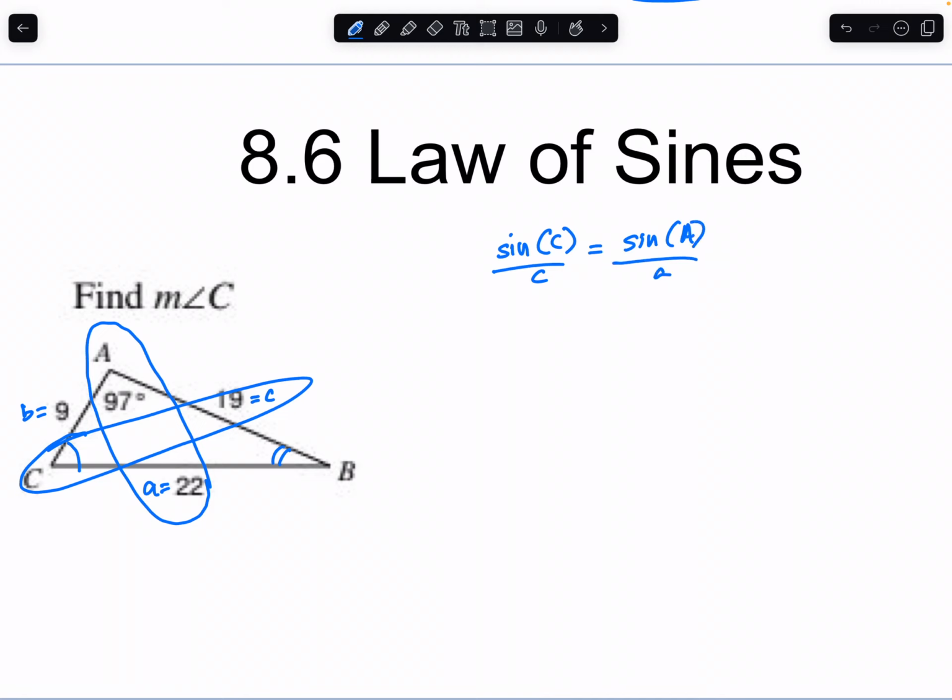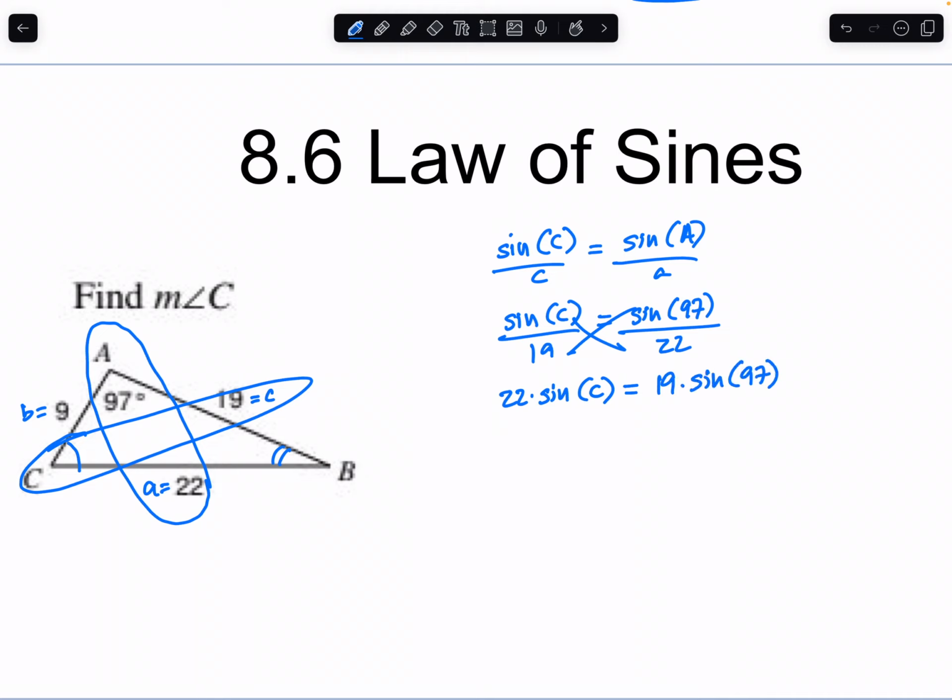Once we identify the equation, let's plug in what we know. I don't know the angle, but I know the opposite side is 19. I know angle A is 97, and I do know the opposite side. Once your proportion is set up, cross multiply will give you rid of the fractions. 19 times sine of 97. Right? The cross multiply moves the denominator to the opposite side.